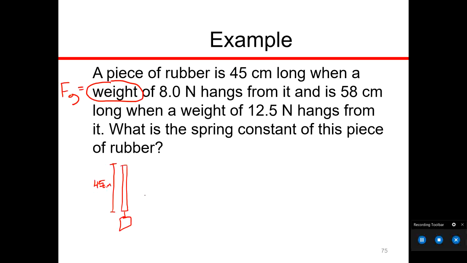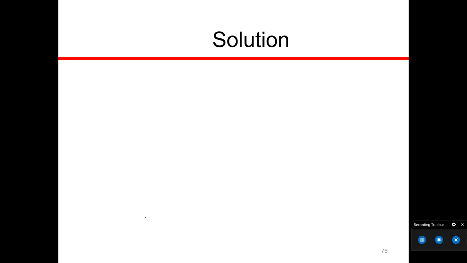Now, we can't directly calculate our spring force or our spring constant from here because we don't know the original equilibrium position of our rubber band. We don't know its original length. We only know the stretched length. But conveniently, we have two pieces of information here, and we know that the spring force equation is a linear equation. So let's see how we can solve this.